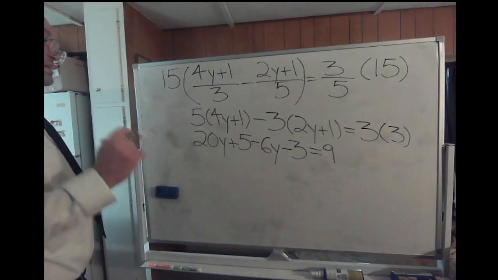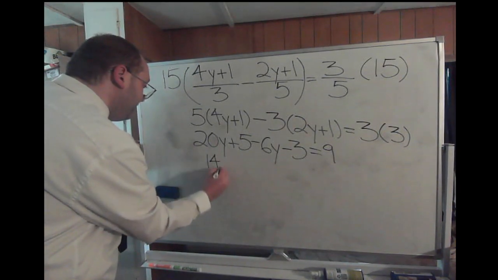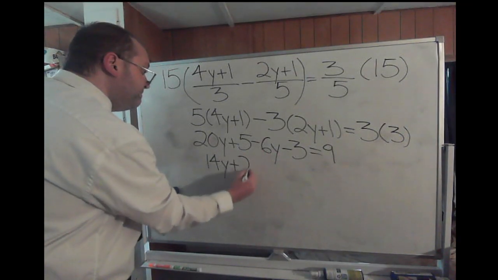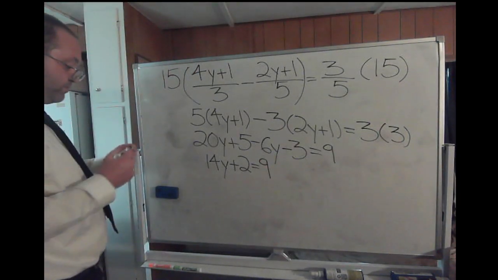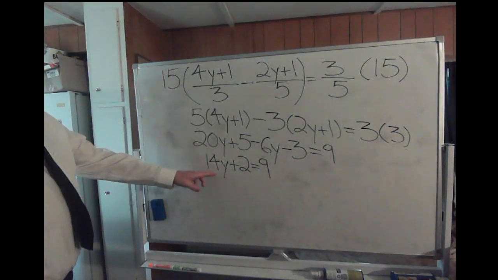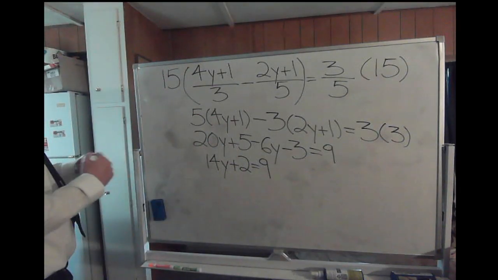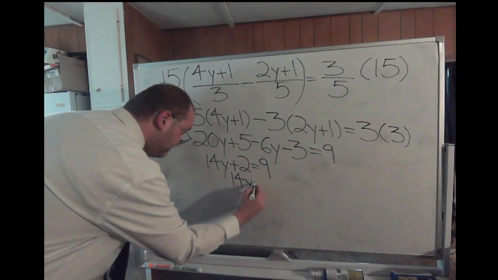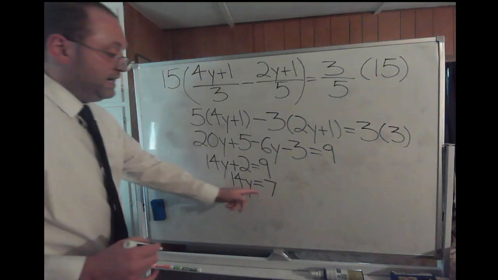Okay, let's simplify the left side. 20y minus 6y, that's going to be 14y. Then you have plus 5 minus 3, that'd be plus 2, is equal to positive 9. Now you have 14y plus 2 equals 9. Well, we want to get that 14y by itself, don't we? We have plus 2, so we need to subtract 2 from both sides. You subtract 2 from the left side, you indeed just have 14y. But if you subtract 2 from the right, you get 7. Now you have 14y equals 7.